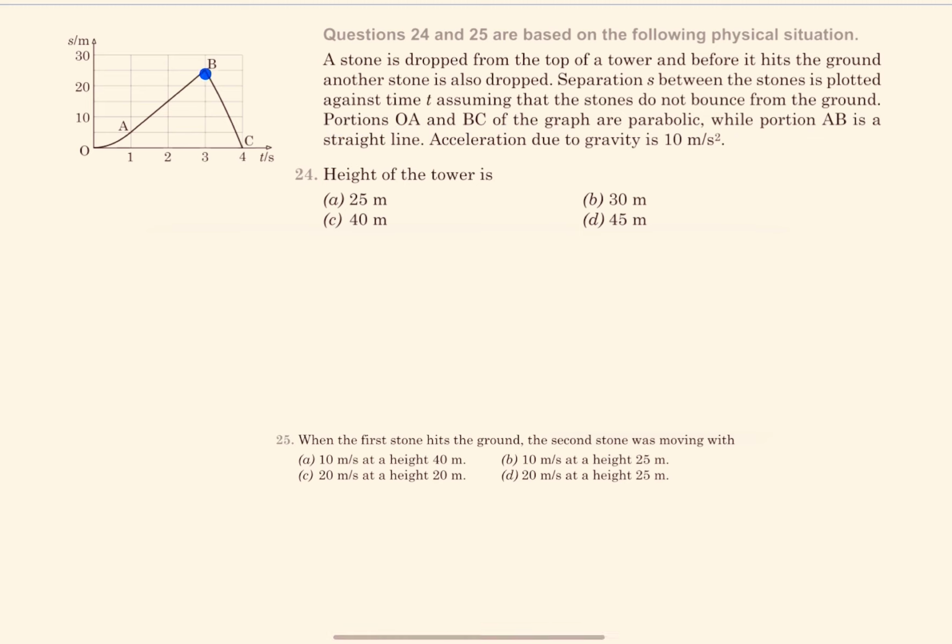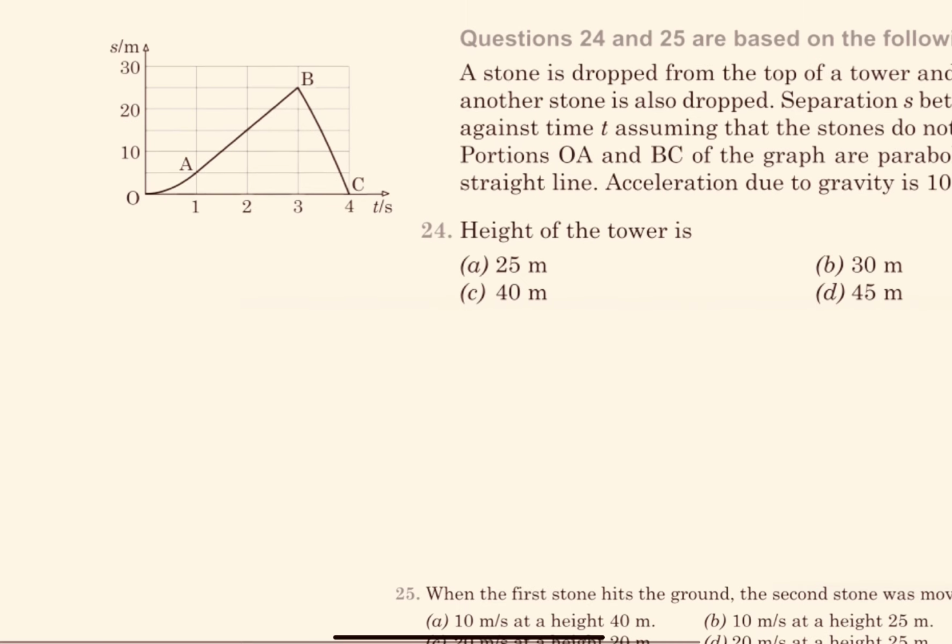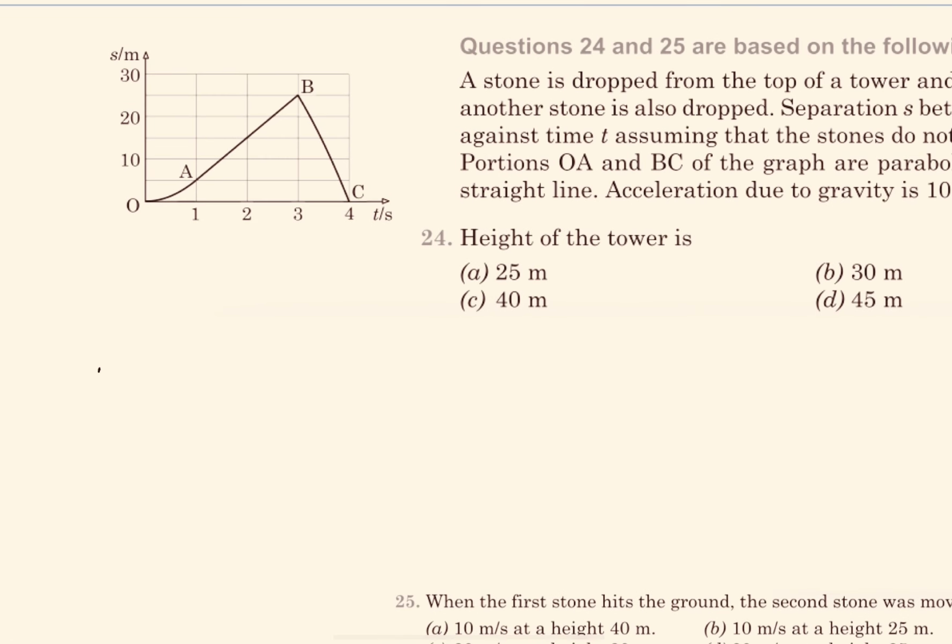Now, this is also parabolic, okay? So keep that in mind, and OA is also parabolic. So only the portion AB is a straight line. Now what happens? Suppose two stones are both freely falling, then they will both have an acceleration g. And if they both have an acceleration g, then their relative acceleration will be 0. And if their relative acceleration is 0, their relative speed will remain uniform.